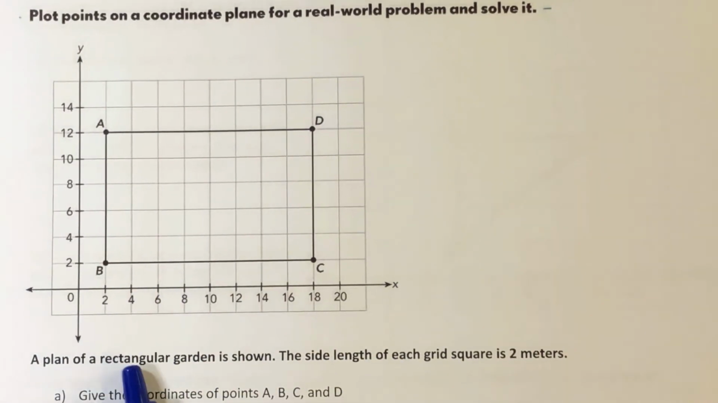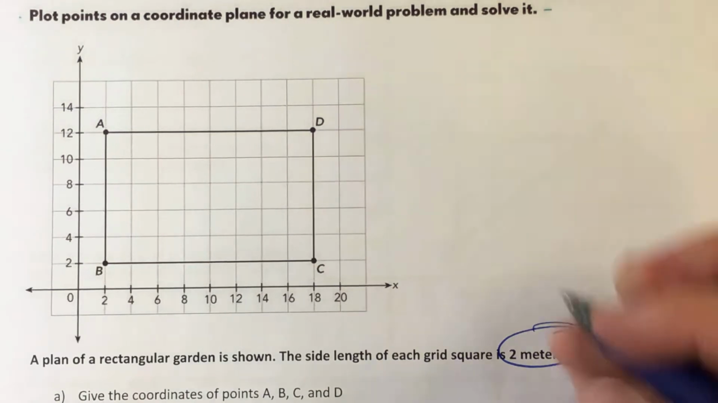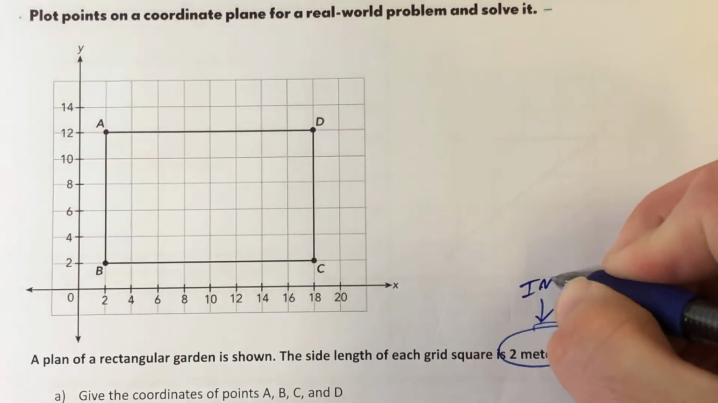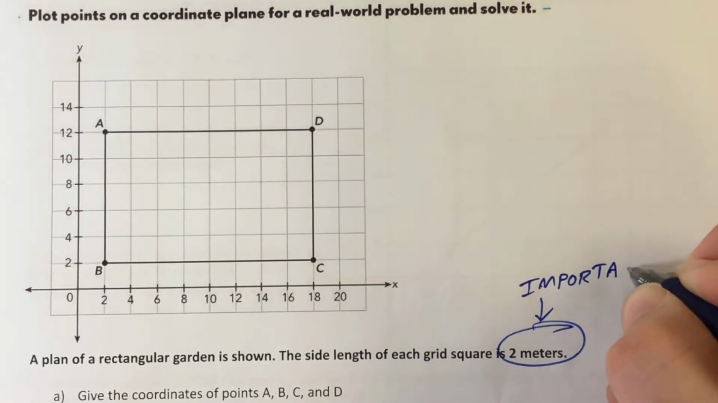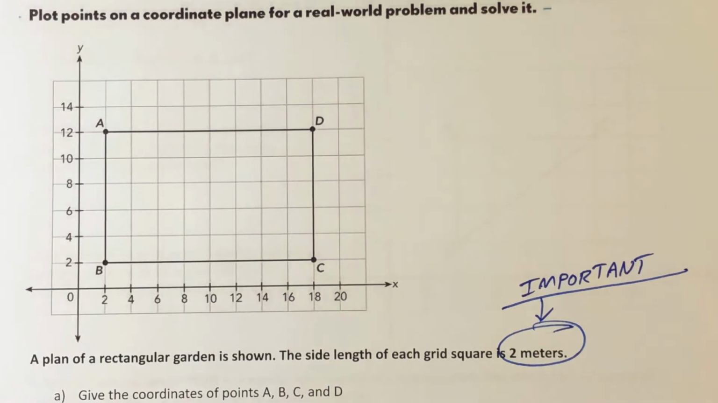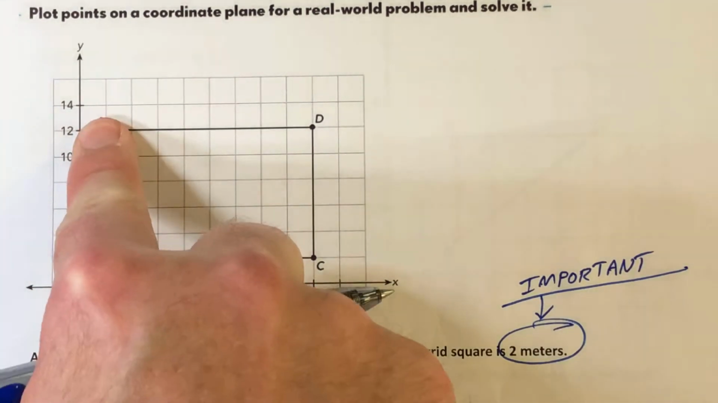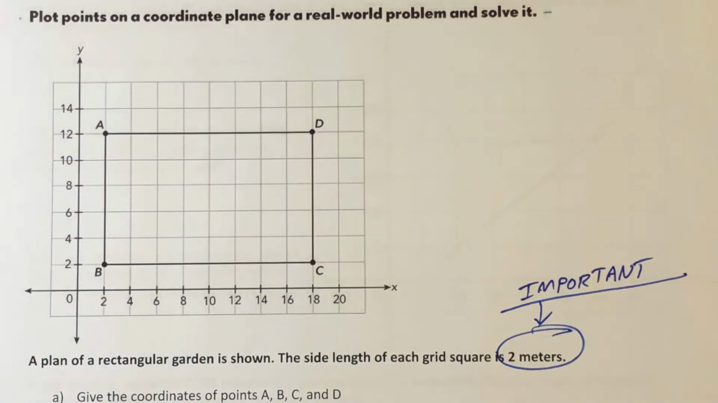A plan of a rectangular garden is shown. So think of it like blueprints. The side length of each grid square is 2 meters. Very important right there. Always pay attention to what your interval counts by. So, 2 meters. Everything counts by 2. And our label is meters, not units.